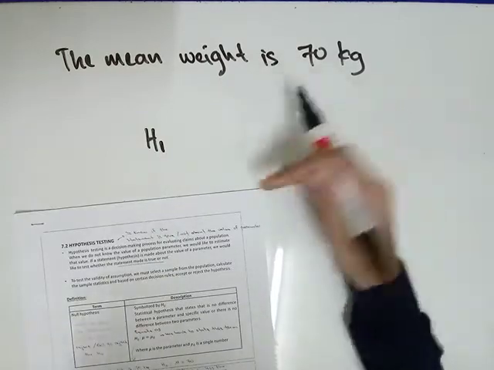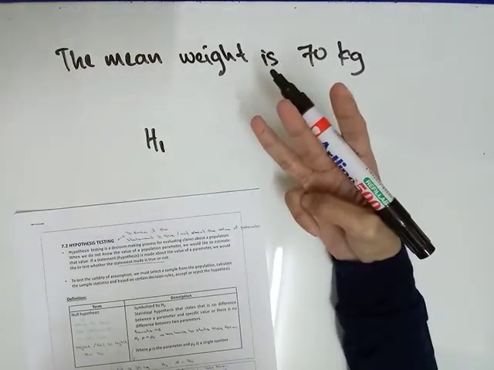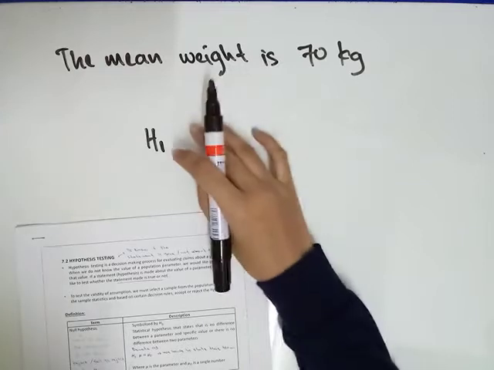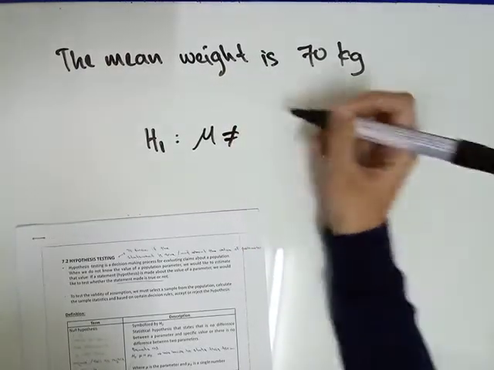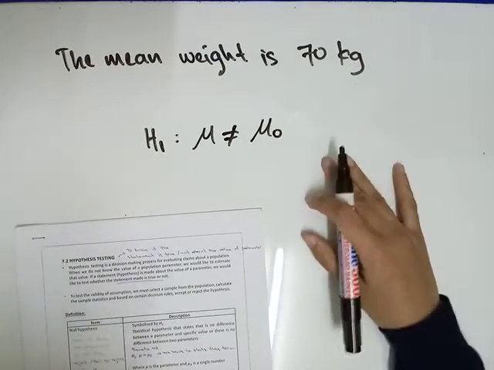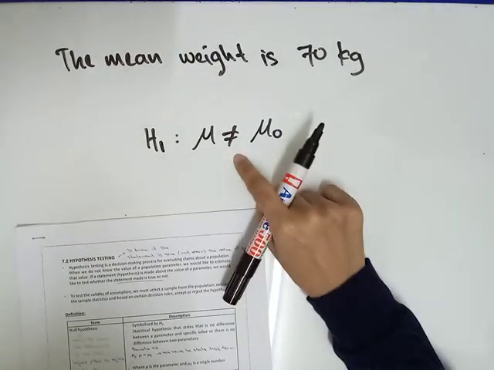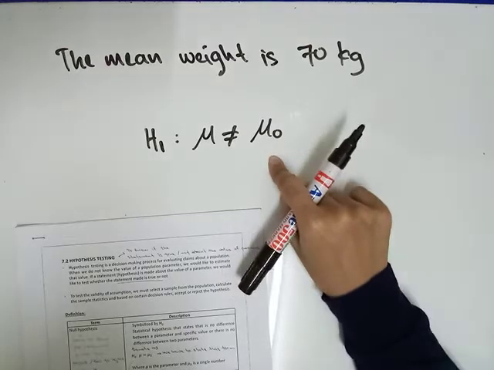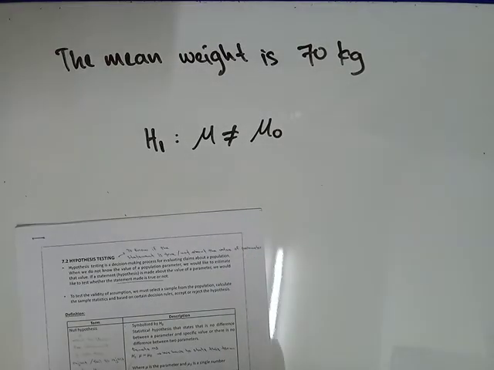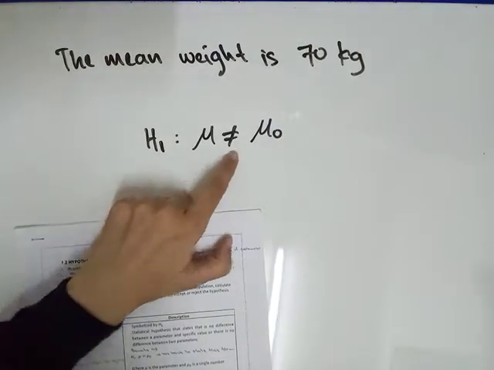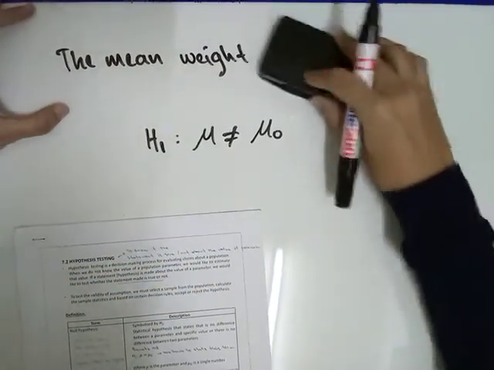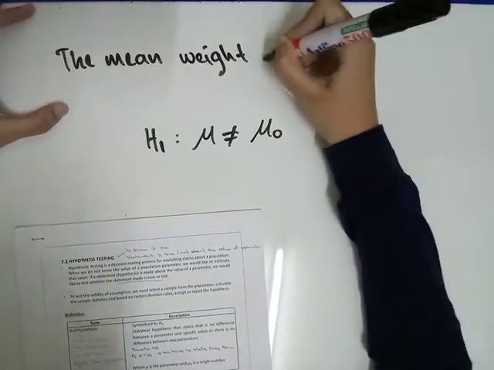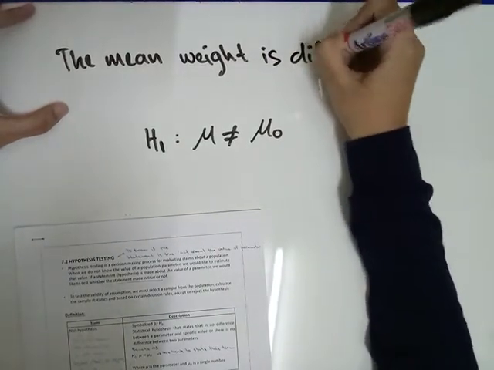But for H1, there are 3 parts. Okay, it has 3 parts. First, when the mean is not equal mu naught. Okay, first part. Okay, for example, macam mana kita nak tahu mean ni not equal mu naught ni? For example, the statement will give us the mean weight is different.